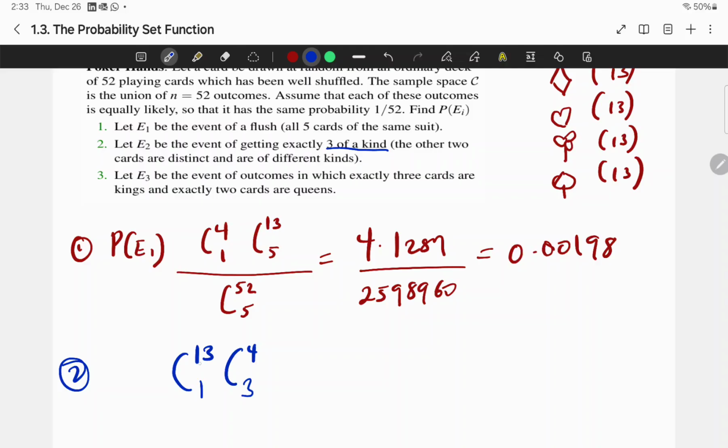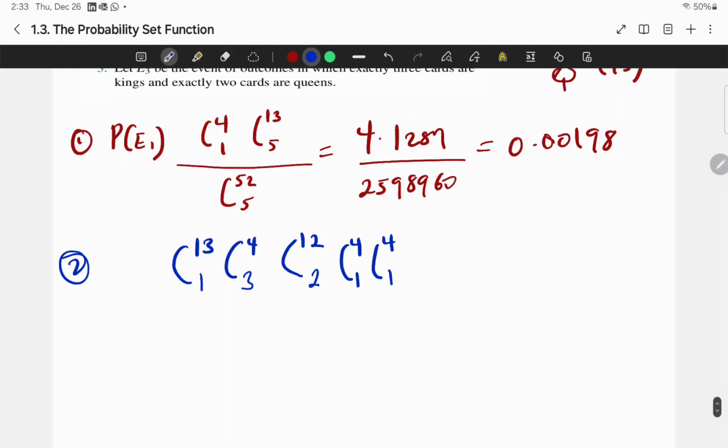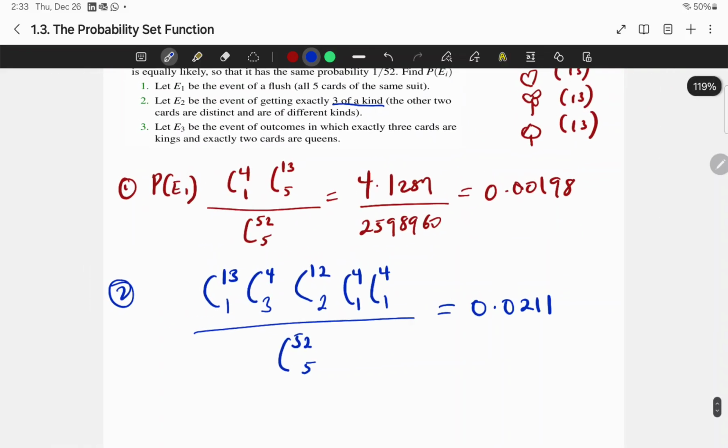That means if we pick 1 out of those 13 kinds, we'll be left with 12 kinds, and from those 12 kinds we want to pick 2. So we pick 4 choose 3 of one kind and then 4 choose 1 of each of the remaining ones, and that gives us this result. We solve this also, and we have 0.0211.